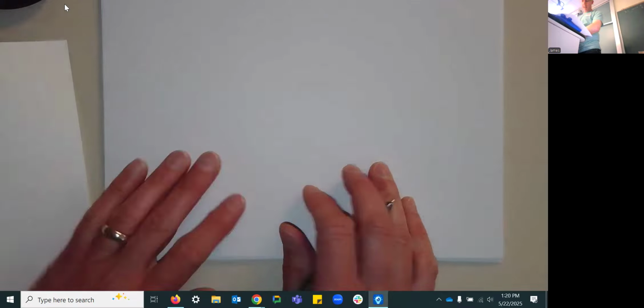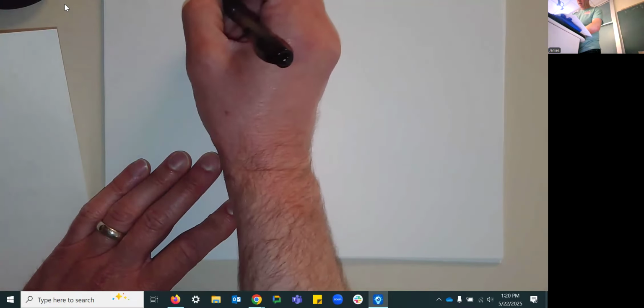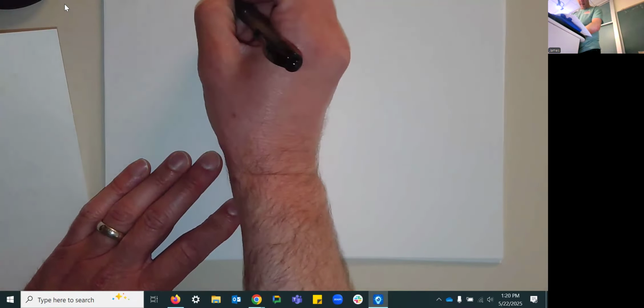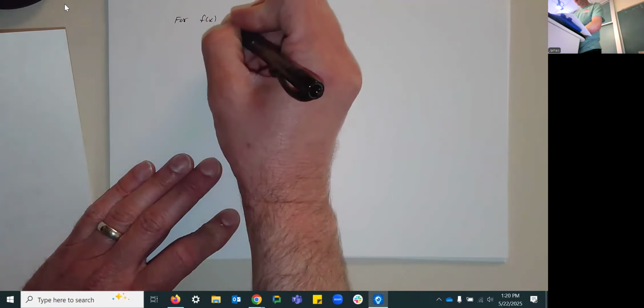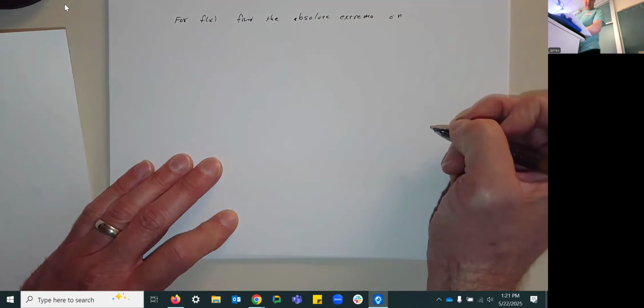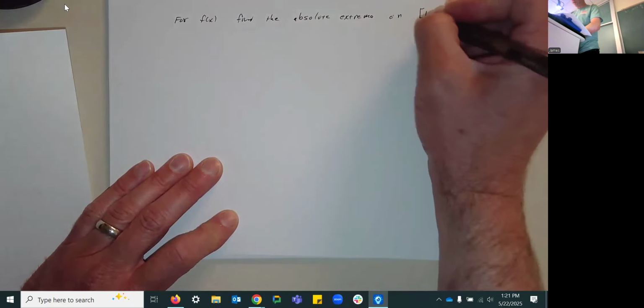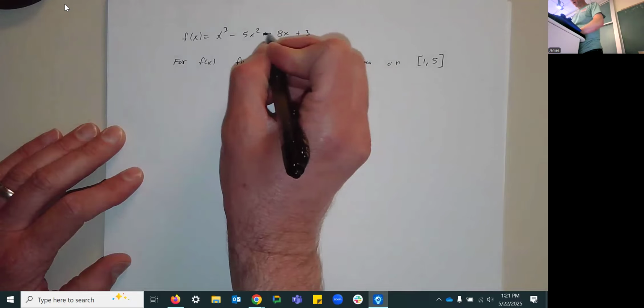Sure, so let's say our function is f of x equal to x cubed minus 5x squared minus 8x plus 3. And for f of x above, we want to find the absolute extrema, which just means max and min, on the interval from, let's say, 1 to 5. 5 might be a bit much, but that should work out fine. So for that function, we're going to find the absolute extrema.